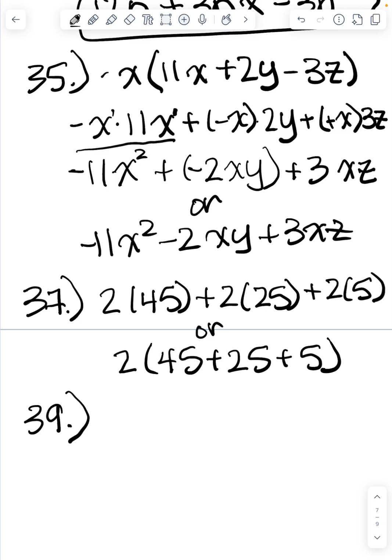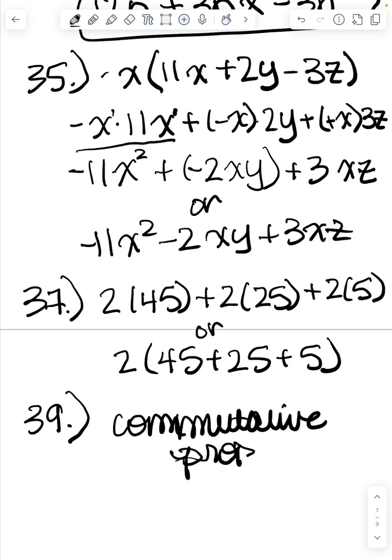Number 39. Identify the property used for each step in simplifying each expression. So, all right, the original is 2x plus 3y minus 4x plus 8. If you take a look at the order, I see a change in the order. I see that they moved the negative 4x and the 3y. So they changed the order that they were adding. First one there is commutative. I'm just writing addition that way.